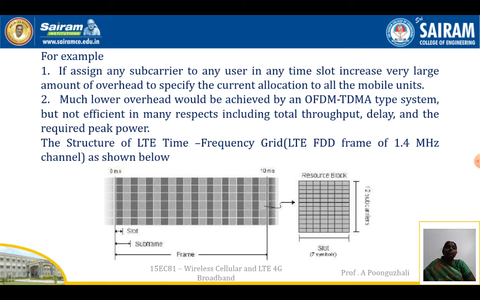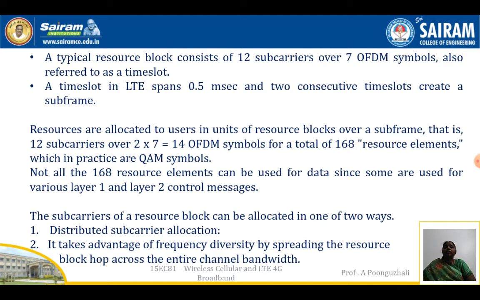The resource block consists of 12 subcarriers and 7 OFDM symbols. A typical resource block consists of 12 subcarriers over 7 OFDM symbols, which is also referred to as a time slot. So in a time slot we have 7 OFDM symbols and 12 subcarriers. The time slot is around 0.5 milliseconds, and two consecutive slots form a subframe.